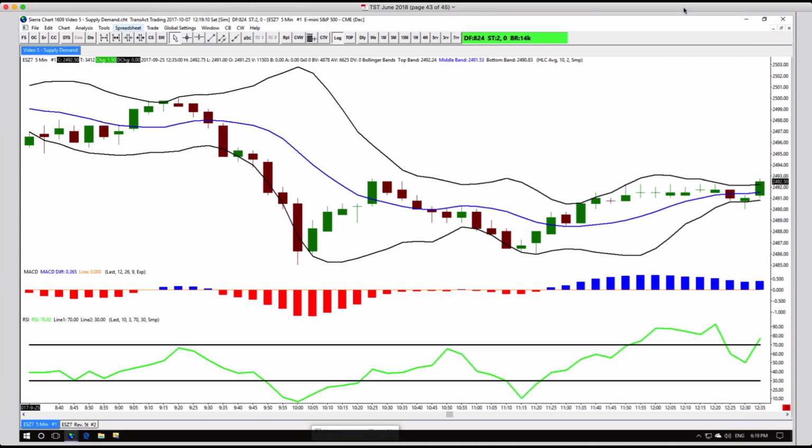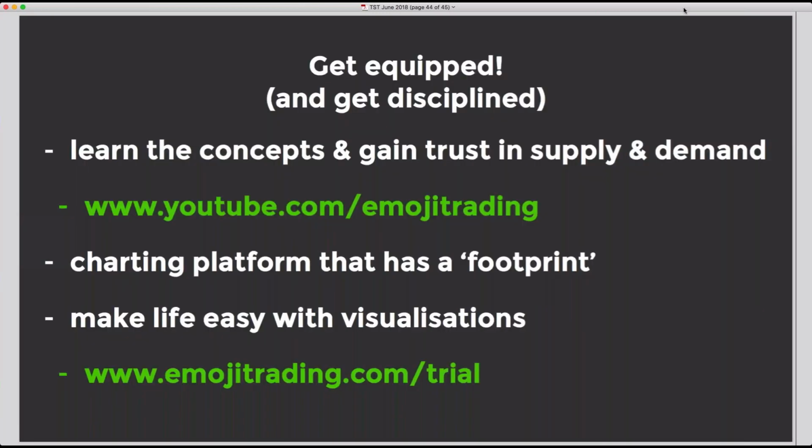Now, we've had a few questions which stacked up. I'll go through those in a minute. But as my final chart and kind of the logical next steps, I would say get equipped and get disciplined. Firstly, learn the concepts of order flow and supply and demand and gain trust in reading the supply and demand and watching it play out.